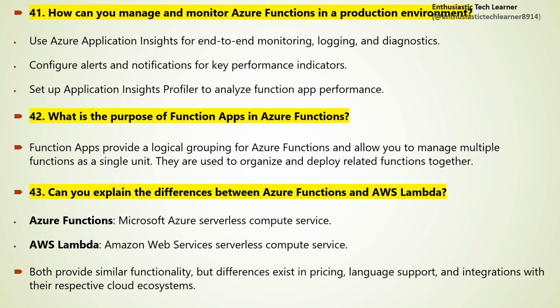Can you explain the differences between Azure Functions and AWS Lambda? Azure Functions: Microsoft Azure's serverless compute service. AWS Lambda: Amazon Web Services' serverless compute service. Both provide similar functionality, but differences exist in pricing, language support, and integrations with their respective cloud ecosystems.